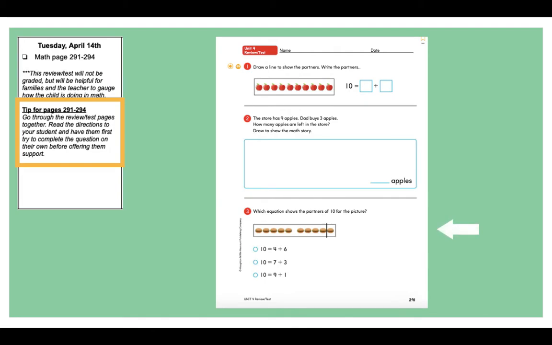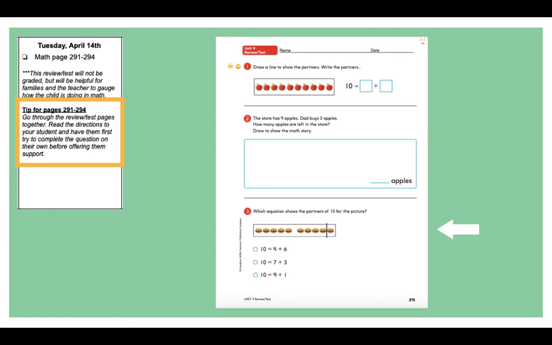Which equation shows the partners of 10 for this picture? So they already drew the line for you. You just need to figure out which one is right. Is this picture showing 10 equals 4 plus 6? Is it showing 10 equals 7 plus 3? Or is it showing 10 equals 9 plus 1? So count how many are on each side of the line. Figure out which one is correct.